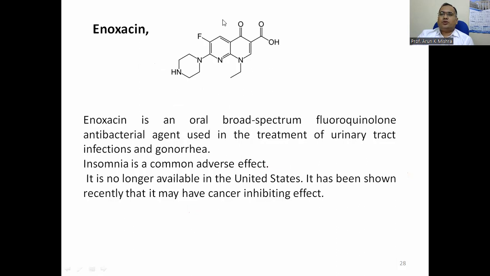Next is enoxacin, and enoxacin is structurally presented like this. It is used orally. And again, like moxifloxacin, it is a broad spectrum fluoroquinolone, and insomnia is one of the common adverse effects. This line is to be marked up. Insomnia is the common side effect, adverse effect.